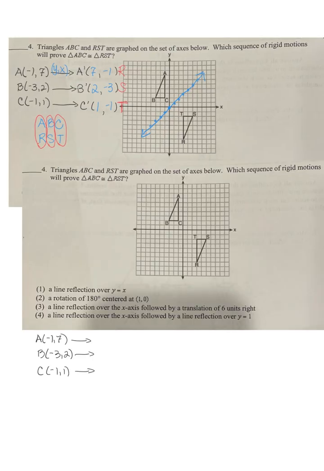Okay, so now we're going to do choice 2. So I learned a pretty neat way to do this one. It's a rotation of 180 degrees, but it's not centered at the origin. It's centered at a different point. So when it's not centered at the origin, it's a different rule. Okay, so it's a 3-step rule, but it's not that bad.